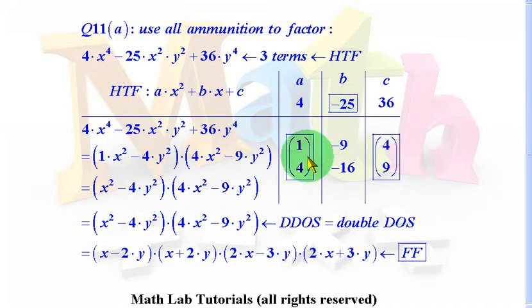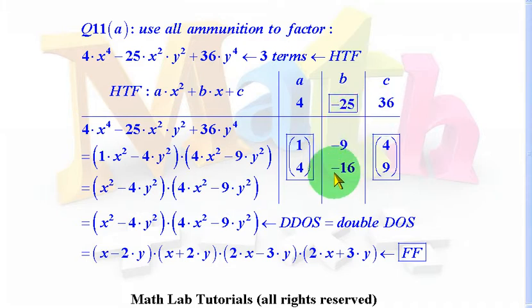Let's try a crisscross match. 1 times 9 is 9, 4 times 4 is 16. That looks like a good match. So we have 1 times 9 is 9, put it down. 4 times 4 is 16, put it down. We need to get negative 25 when we add up these two numbers, so it must be a minus, because minus 9 minus 16 will give you a negative 25.